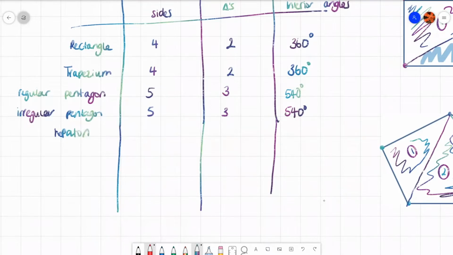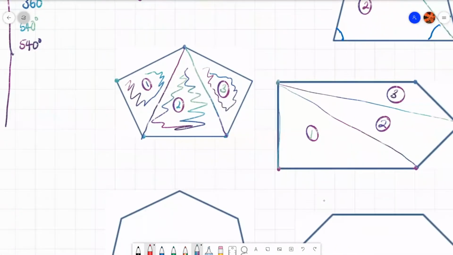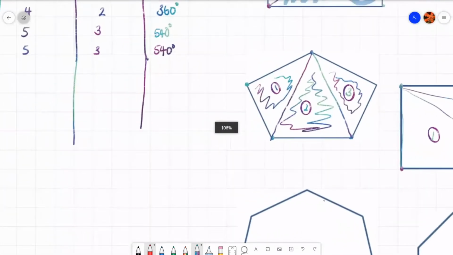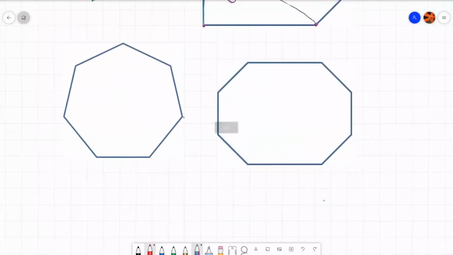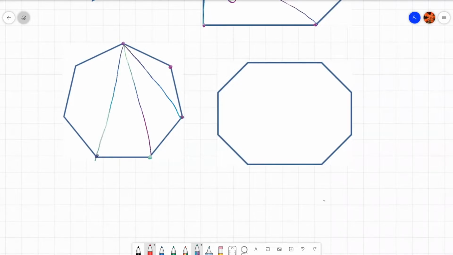I thought I already had a hexagon drawn here, but I haven't. But we can work that out. Right, heptagon is 7 sides. Let's see how many triangles I can make. Okay, there we are. That corner to that corner is joined. That corner to that corner is not joined. That corner to that corner, again, not joined. That corner to that corner, not joined. That corner to that corner, not joined. And then that corner to that corner is joined.